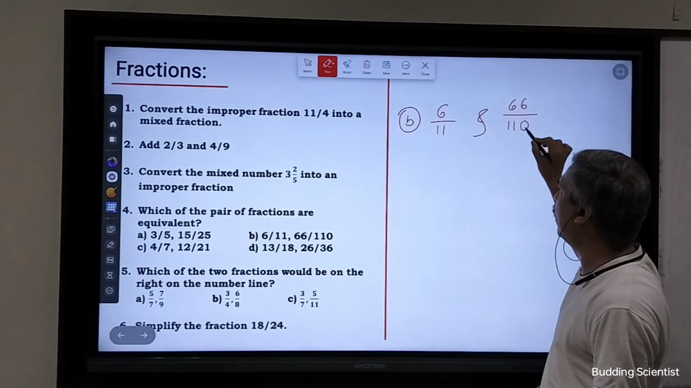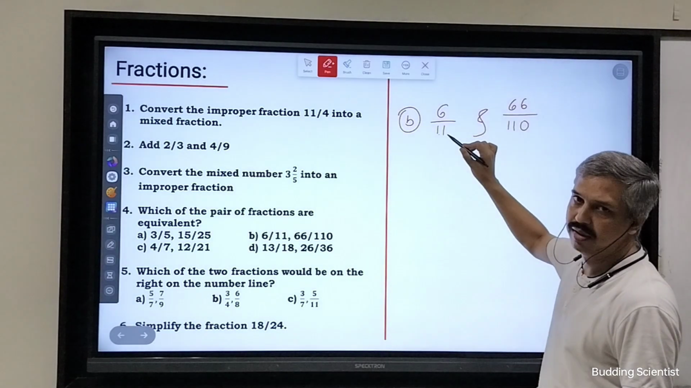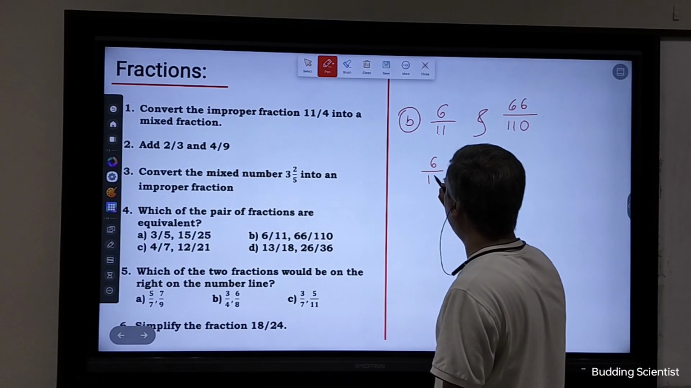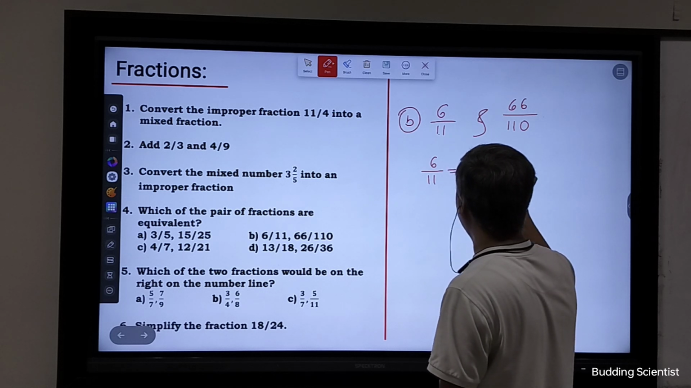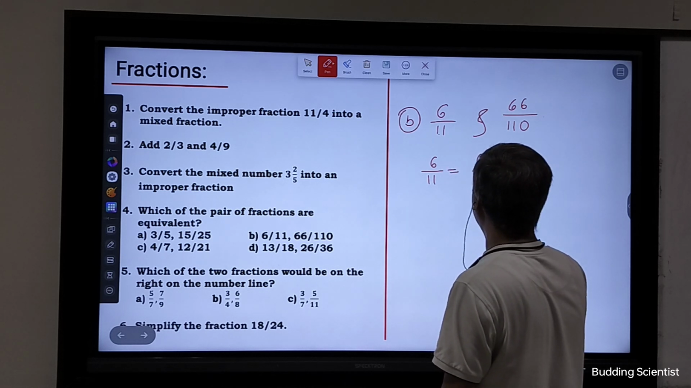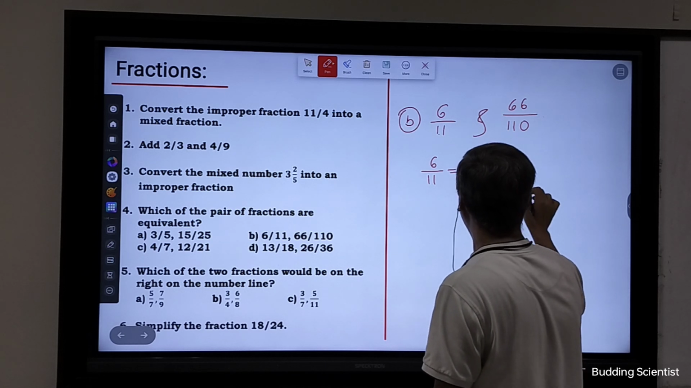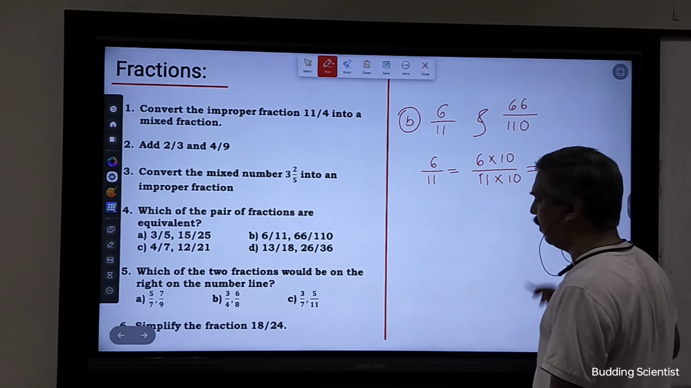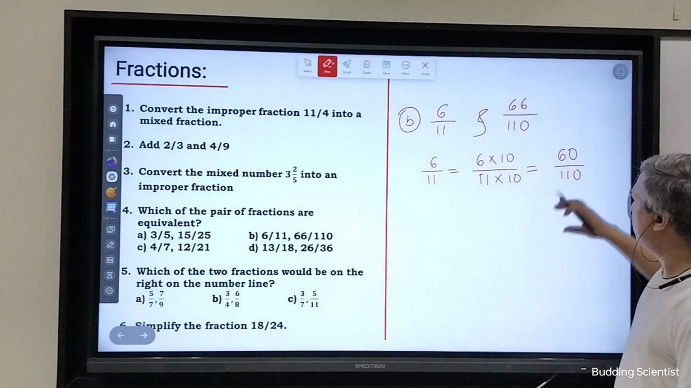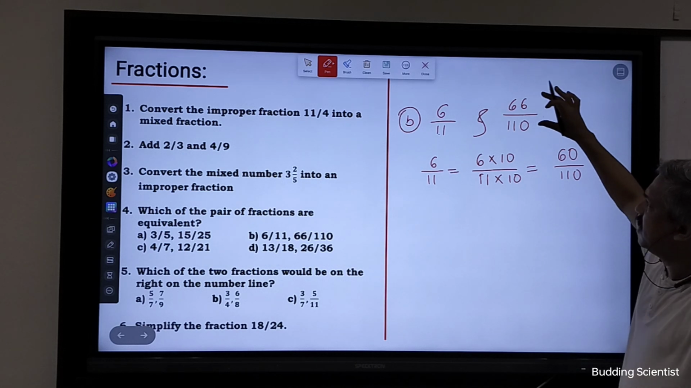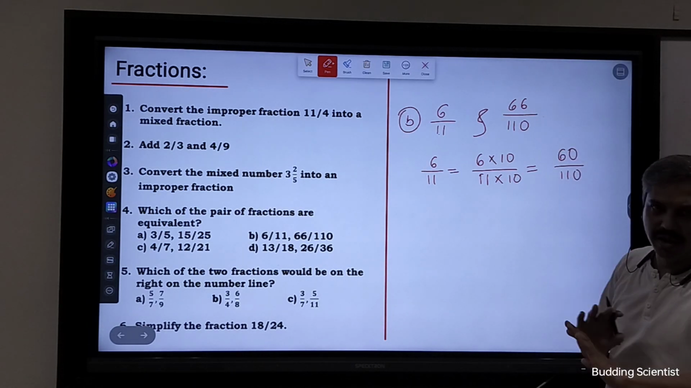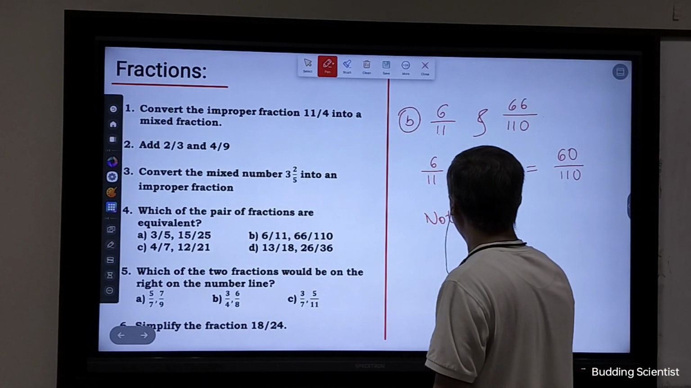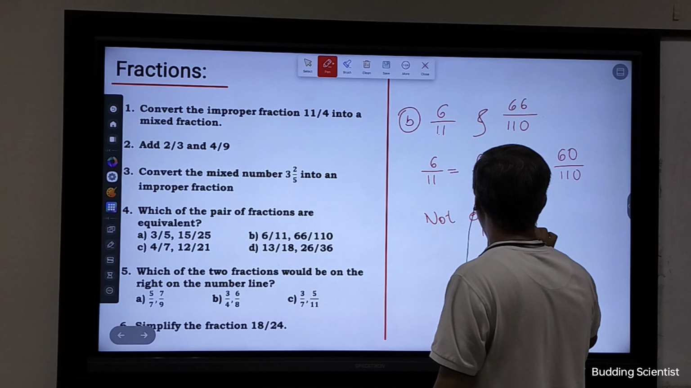11 becomes 110. So this has to be multiplied by 10. So you multiply this with 10. So we have 6 upon 11 is equal to 6 into 10 upon 11 into 10. This is 60 upon 110. This number was 66 upon 110. These two numbers are not equivalent. They are not equivalent fractions. I'll write the answer: not equivalent.